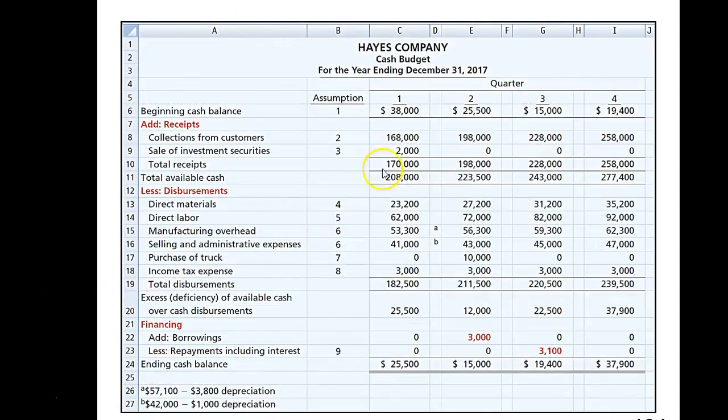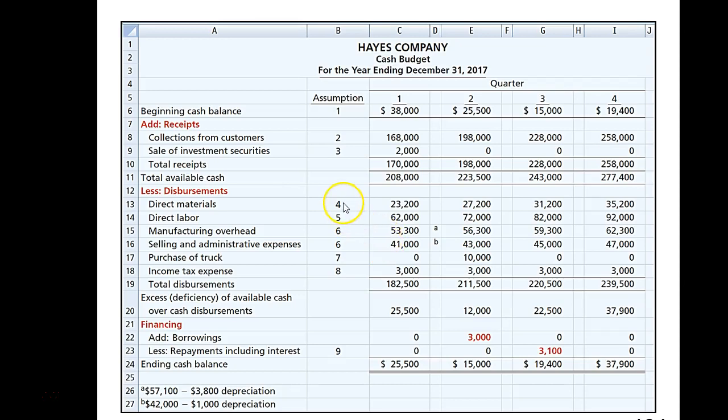Okay, so I know this number is a little bit small. This is showing our beginning cash balance. This is showing the amount of cash we expect to collect in the first quarter. If you recall, they also indicated that we're going to sell investments in the first quarter for $2,000. So when you add it all together, this shows the total cash available. Then we're going to show the actual disbursements for material costs, labor costs, overhead, sales and admin expenses.